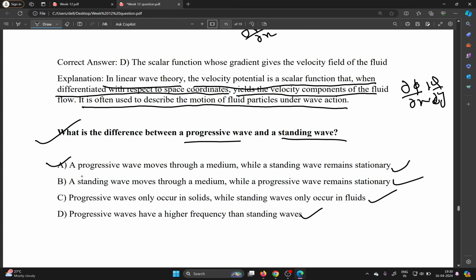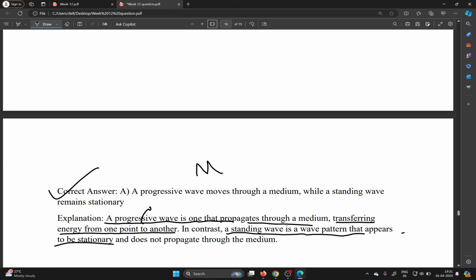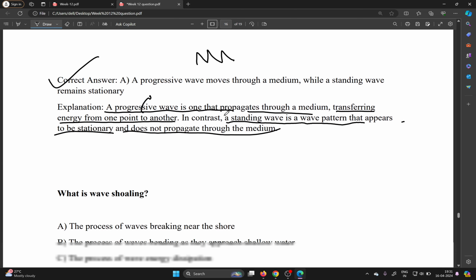So as the name suggests, the progressive wave moves through the medium and a standing wave remains stationary. Stationary does not mean exactly that here, because your stationary wave, I have some explanation. Yes. Option A is correct, and the explanation is that a progressive wave propagates through the medium, transferring energy from one point to another. Here the energy transfer is happening in the progressive wave. In contrast, a standing wave is a wave pattern that appears stationary. The wave is happening in the system, but it appears stationary; the wave is not actually stationary. It does not propagate through the medium, that is, the energy does not transfer.